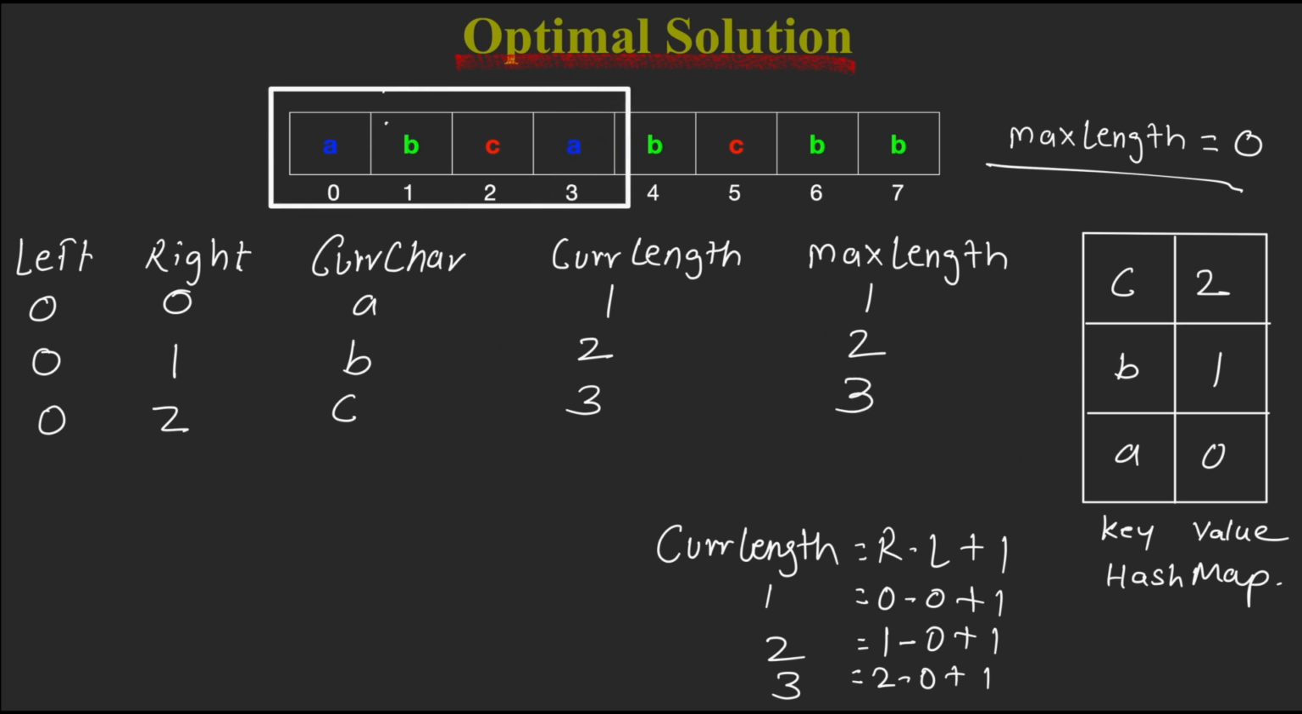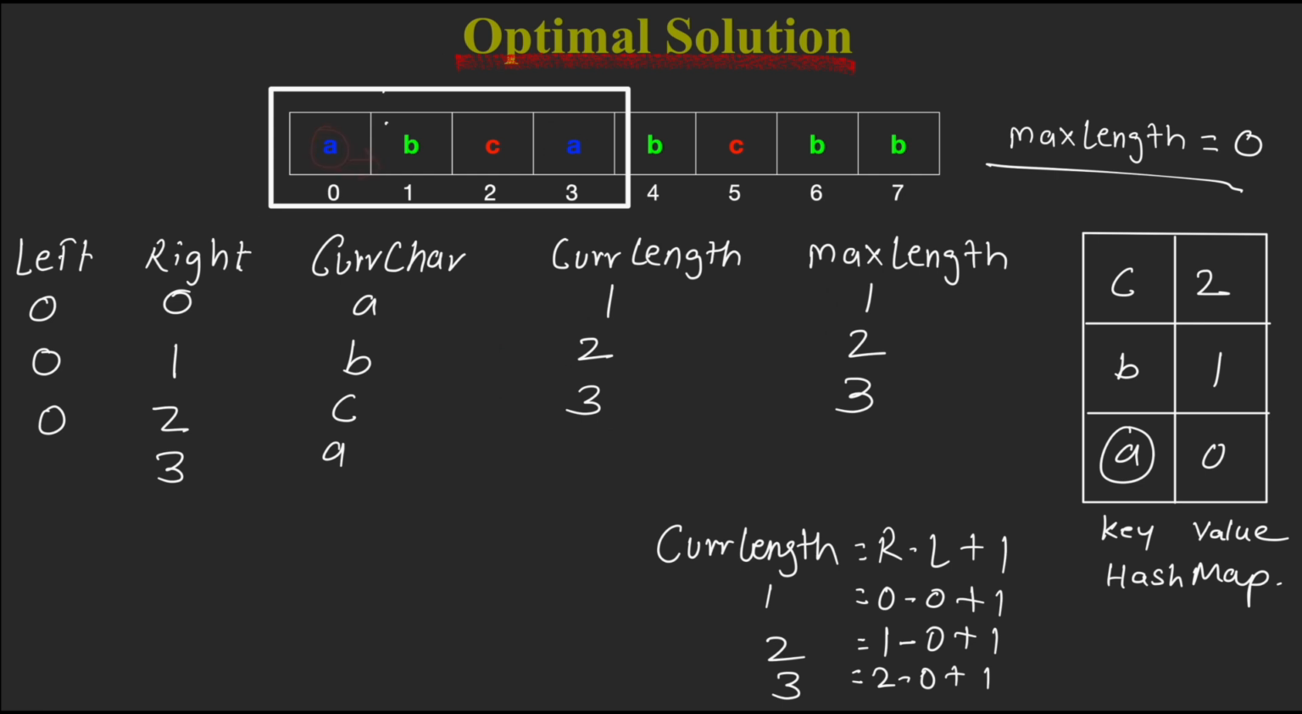Iteration 4. Right is at index 3. Current character is A. A is already in our map. This means we have a repeating character. To make our window valid again, we need to shrink it from the left. The new left pointer should be one position after the previous occurrence of A.